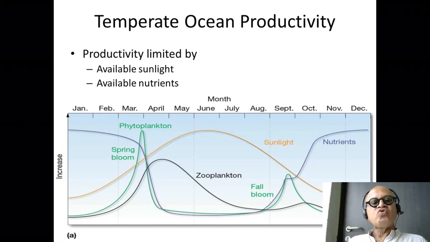So you have a spring bloom and the spring zooplankton response, which is very similar to the polar ocean. Except that unlike the polar ocean, in the temperate ocean you still have enough light in the fall season as the sun is going south, causing the cooling and the mixing and the nutrient entrainment, from below into the euphotic zone, producing the second fall bloom and a second zooplankton bloom, which are smaller than the spring blooms because the nutrients are not that high as from the winter mixing.